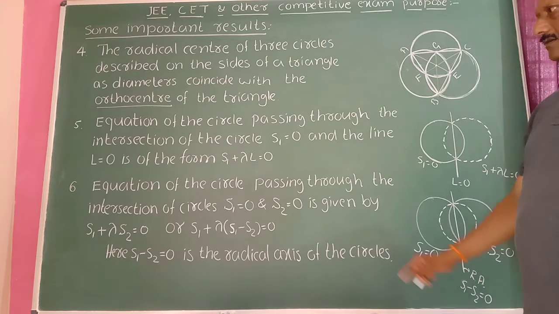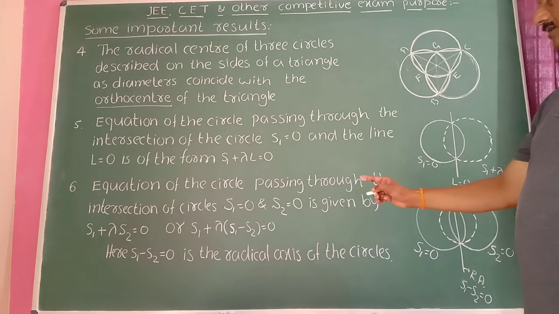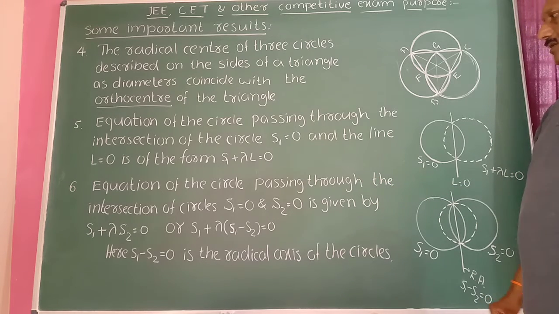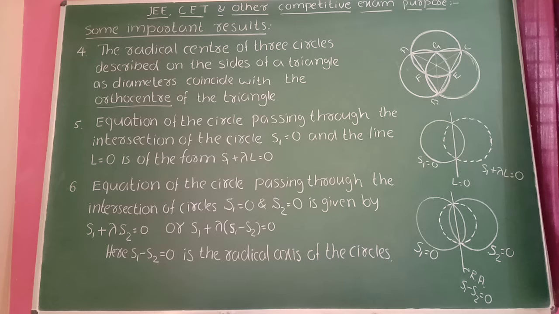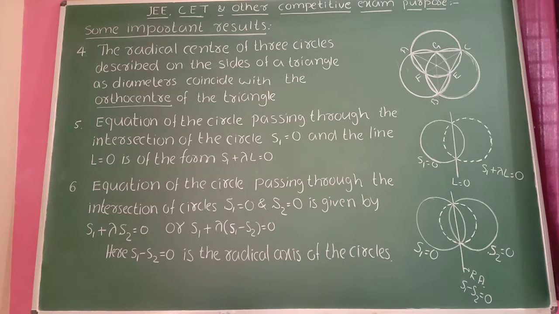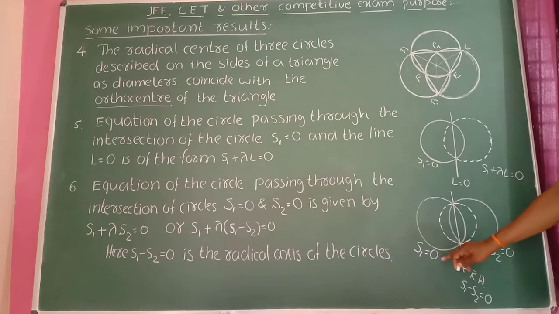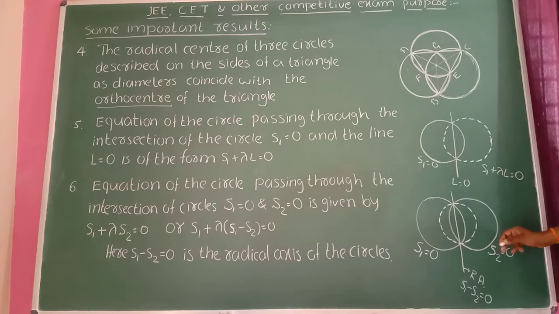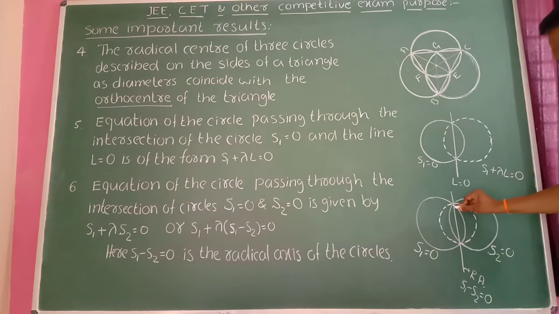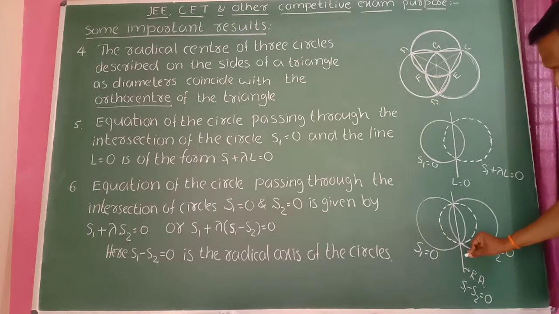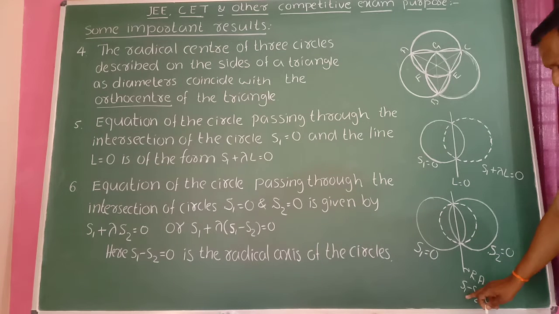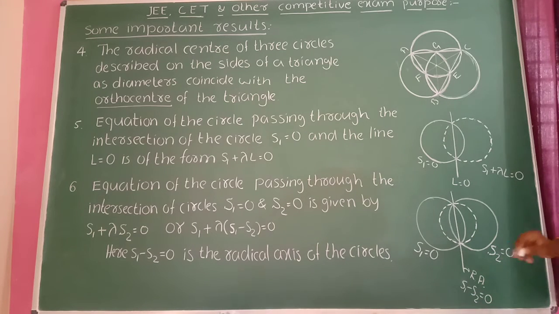In the next one, the equation of the circle passing through the intersection of the circles S1 equal to 0 and S2 equal to 0 is given by S1 plus lambda into S2 equal to 0, or S1 plus lambda into S1 minus S2 equal to 0, where S1 minus S2 equal to 0 is the radical axis of the circles here. So this is one circle here. This is a given circle S1 equal to 0 and this is a second circle S2 equal to 0, and both intersect at these points here. Then obviously this is a radical axis here, and the radical axis is given by S1 minus S2 equal to 0.